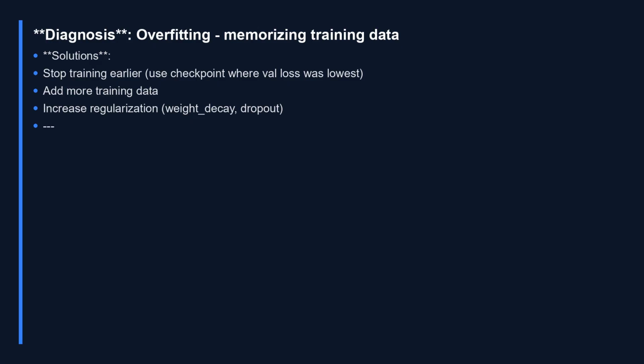When you see overfitting, you have 3 levers. First, use the checkpoint where validation loss was lowest. That's your actual best model, not the final weights. Second, add more training data. More diverse examples make it harder for the model to memorize rather than generalize. Third, increase regularization. Raising weight_decay or adding dropout makes the model work harder to find general patterns instead of shortcuts. Usually, more data is the most effective fix.